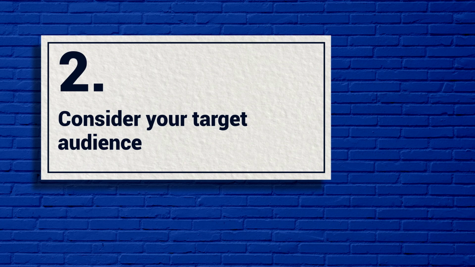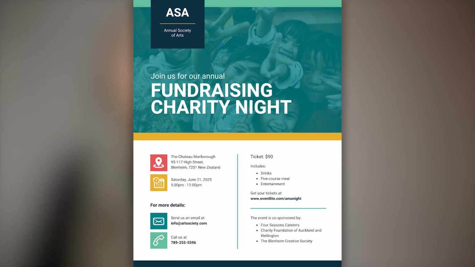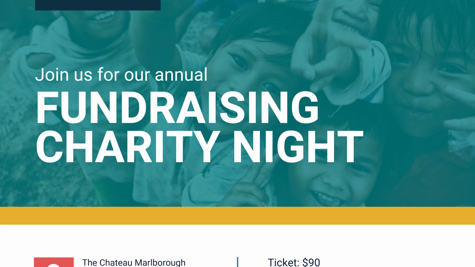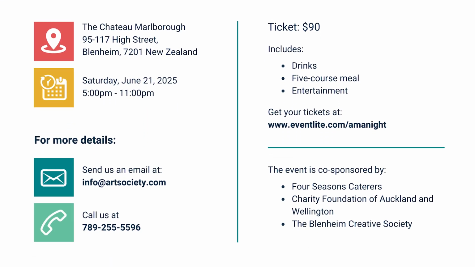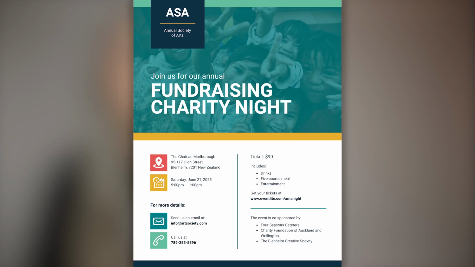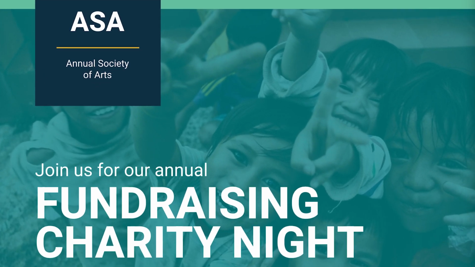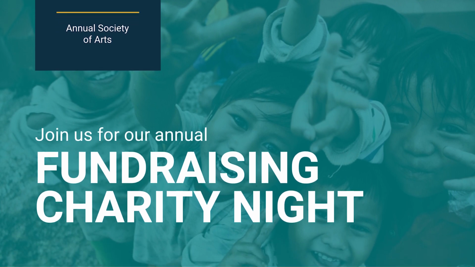Number 2, consider your target audience. Next, you should consider who you are trying to reach with your poster. Answering this question will probably inform a lot of your design choices. For example, say you're advertising a fundraising event for the arts, like so. The layout, colors, and design seem very professional. It would be a pretty good guess that they are trying to attract an older professional audience, one that has some money to not only blow on a charity dinner, but also donate to their cause.